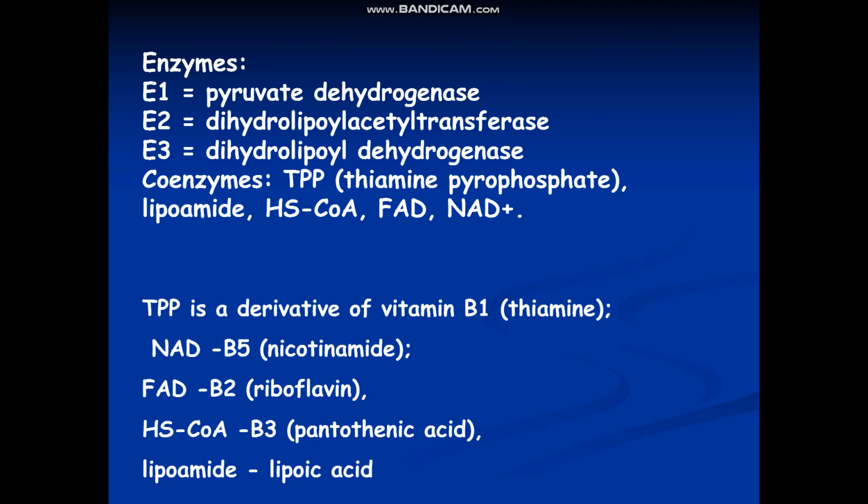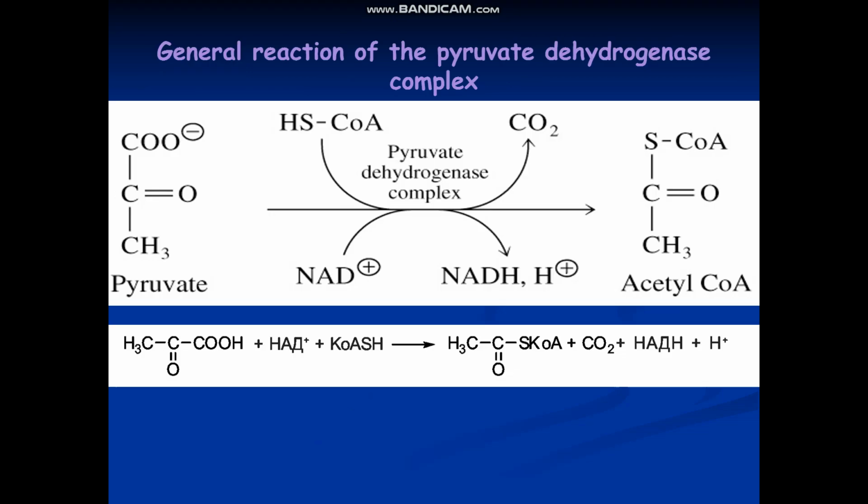First enzyme is pyruvate dehydrogenase. Second enzyme is dihydrolipoyl acetyltransferase. Third enzyme is dihydrolipoyl dehydrogenase. Coenzymes are TPP, thiamine pyrophosphate, lipoamide, coenzyme A with its sulfhydryl group, and FAD and NAD.